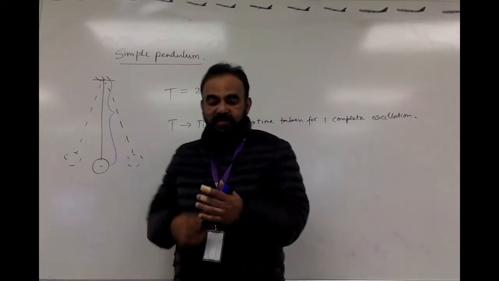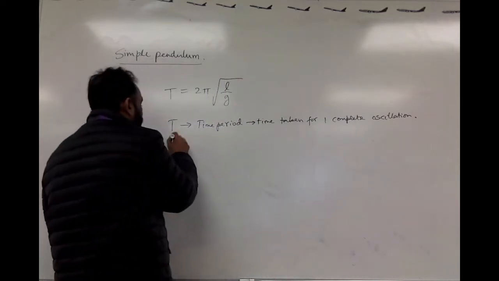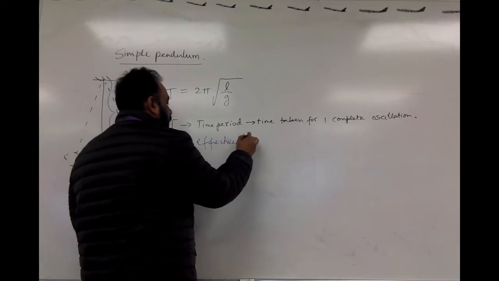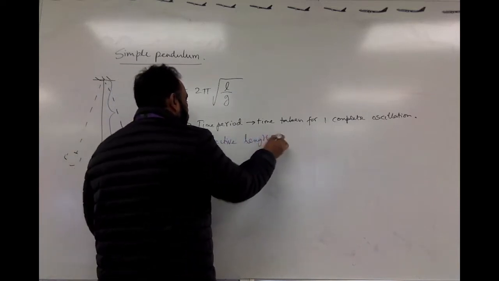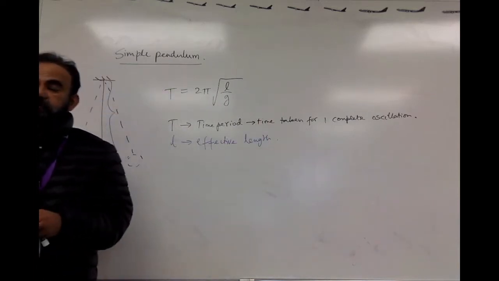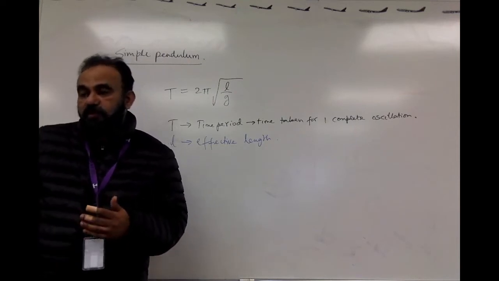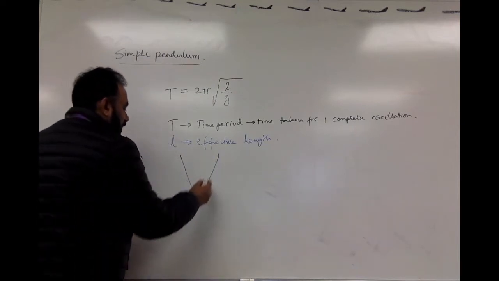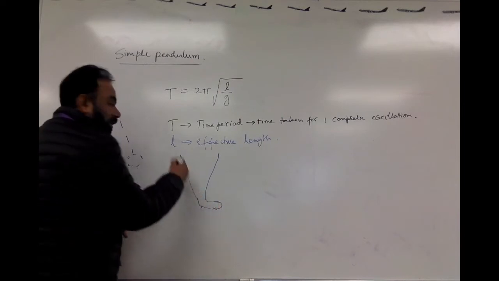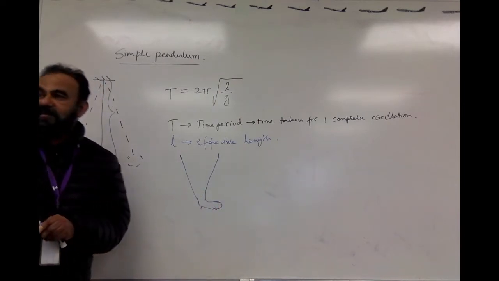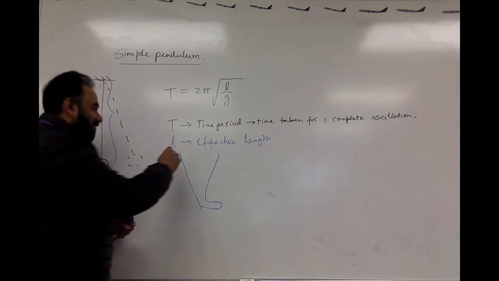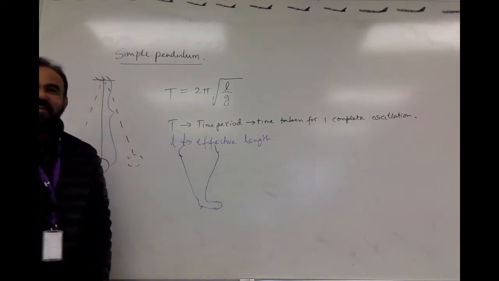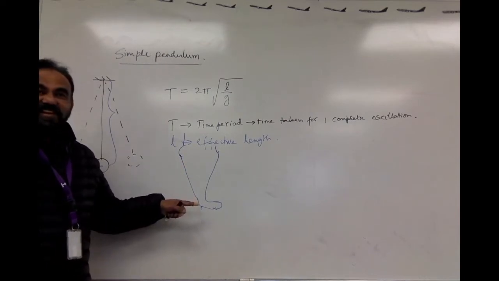The effective length. L stands for the effective length, which is from the point of suspension. Now imagine somebody has a leg like this, that shape. Where's the knee? Okay, got it. If somebody's leg is like this, that's Saquon.